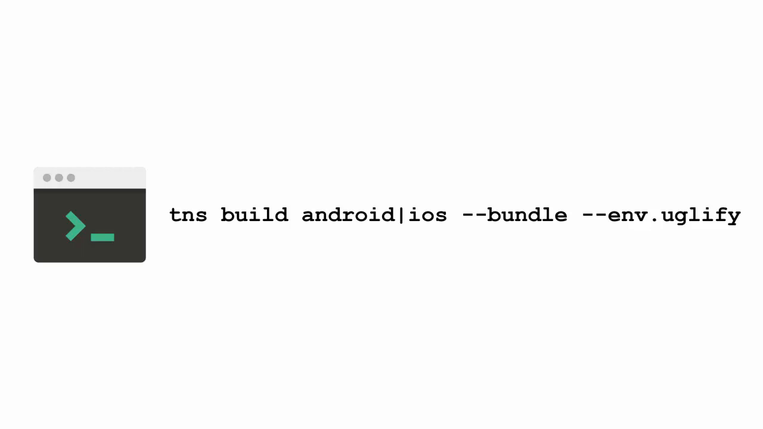Now, the NativeScript CLI supports Uglify out of the box as part of its Webpack integration. Simply issue this command to create an Uglified build. TNS build Android or iOS with the bundle flag and the Uglify flag.